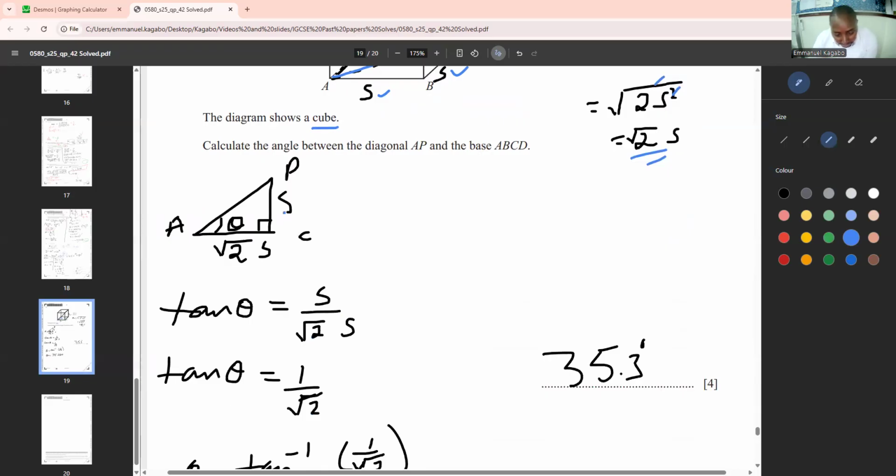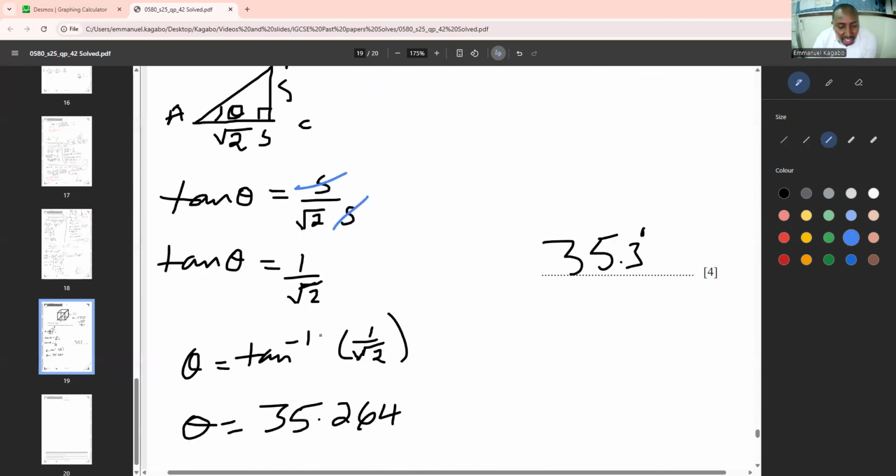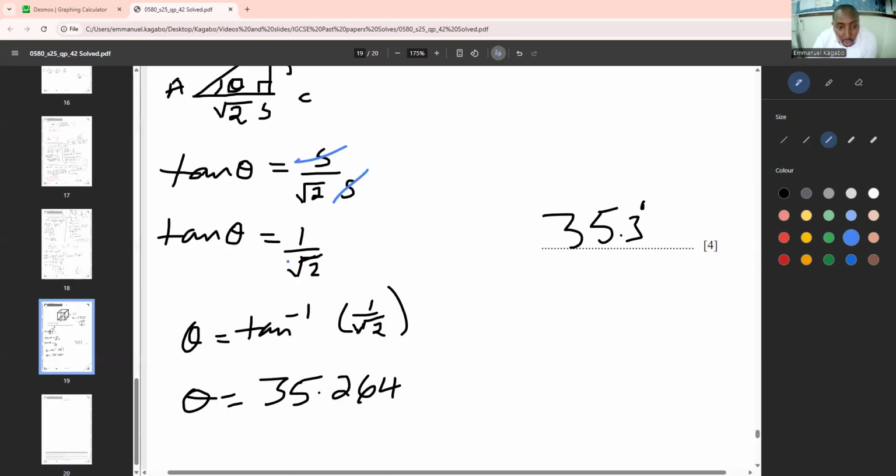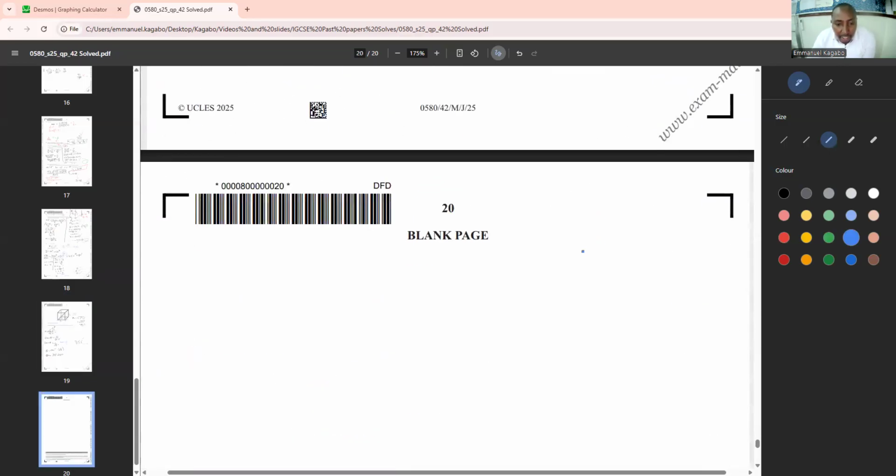Okay? Very good. Now, how do I get the angle? Opposite, adjacent. That's tan. Tan theta is equal to opposite over adjacent. Now, this is S, and this is S. They cancel out. So tan theta is 1 over the square root of 2. Because it's a calculator paper, you can do tan inverse of that and get your answer. But I can also rationalize, although it's not necessary, guys. It will be square root of 2 over 2. And then you do tan inverse of that. And all angles are supposed to be given to 3 significant figures.